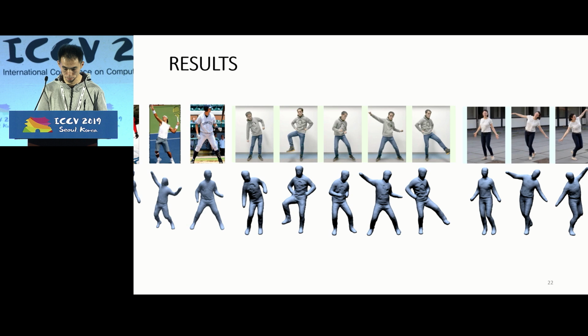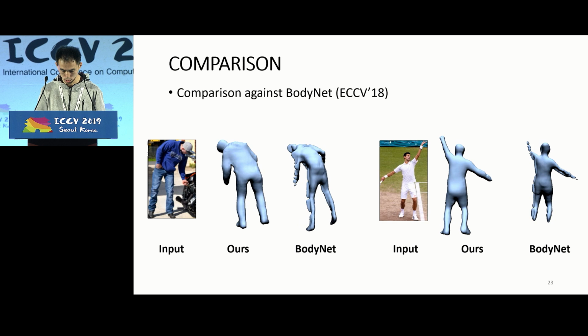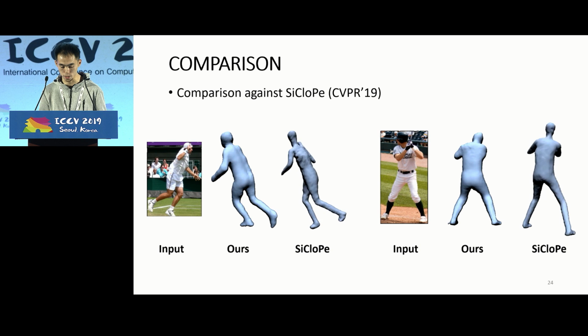Compared to BodyNet, our method is robust to challenging human poses. Compared to SiCloPe, our method offers more plausible and detailed reconstruction results. Compared to HMD, our method can handle more clothing topologies.